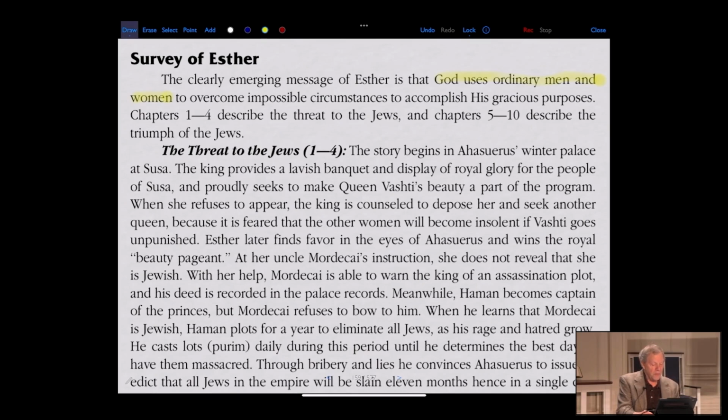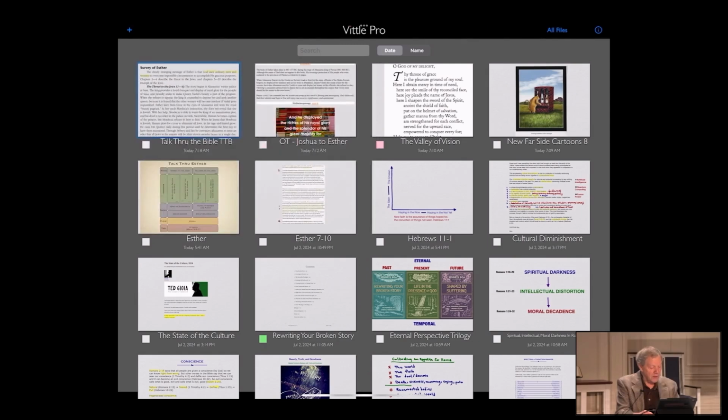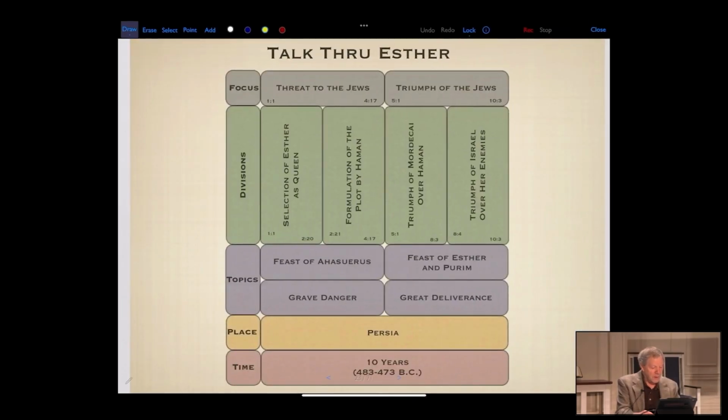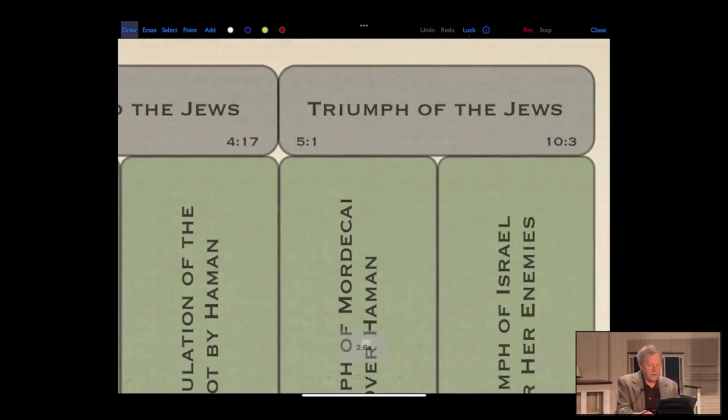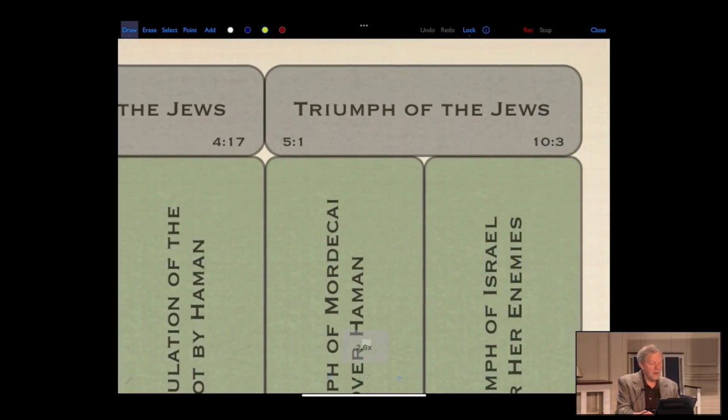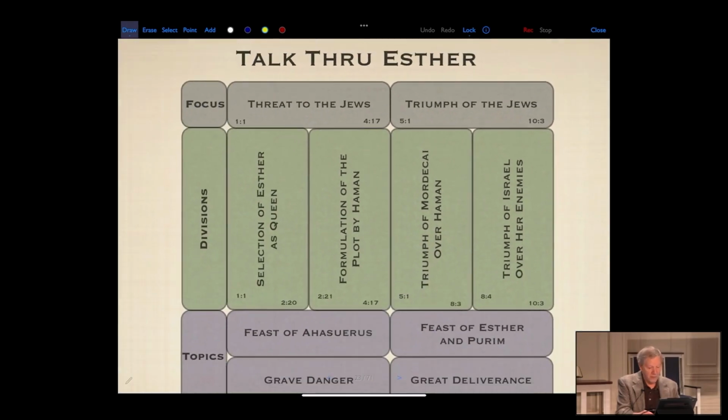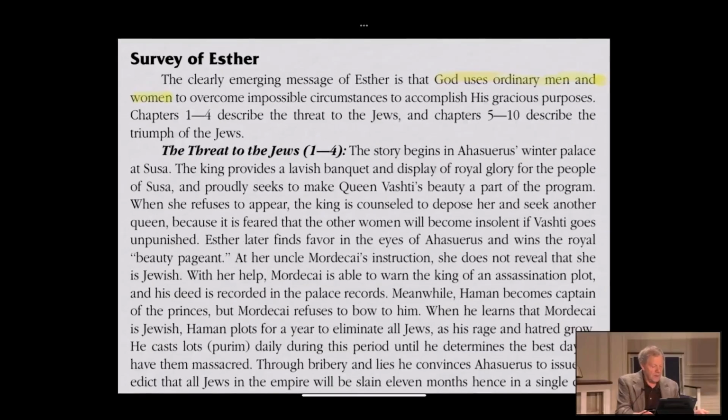So let me go through it then. Chapters 1 to 4 are the threat to the Jews. And so we have this little section here in this outline, the threat to the Jews, chapters 1 to 4, and then the triumph of the Jews in chapters 5 to 10. So that's the basic structure of the outline here. Going back to that, the story begins in Ahasuerus' winter palace at Susa.